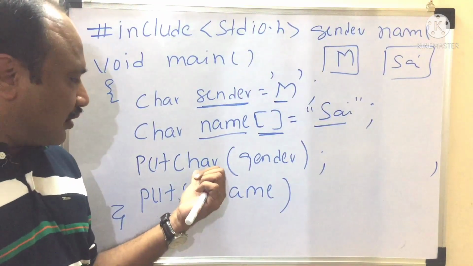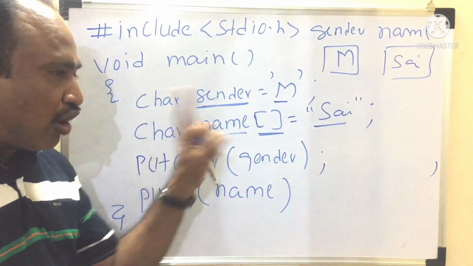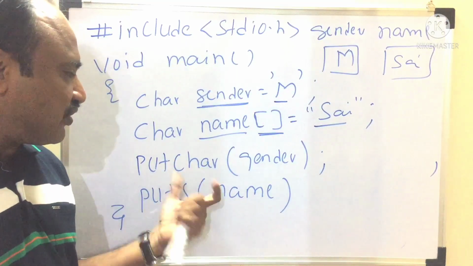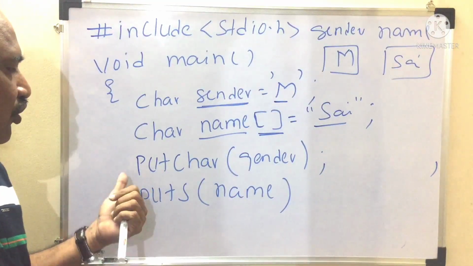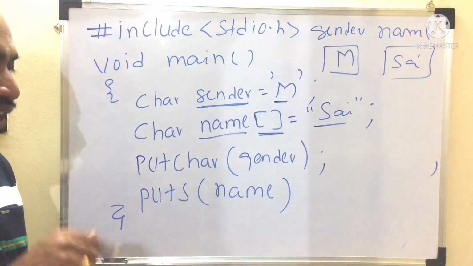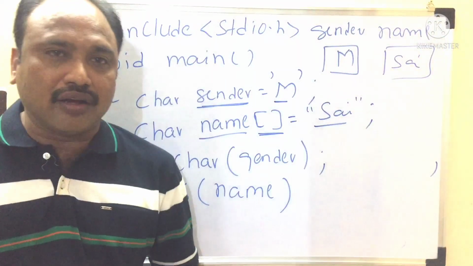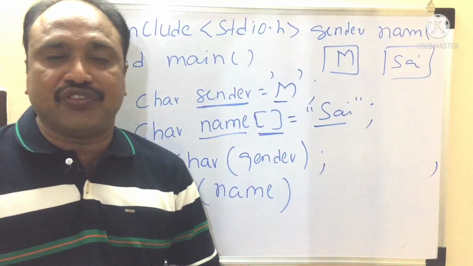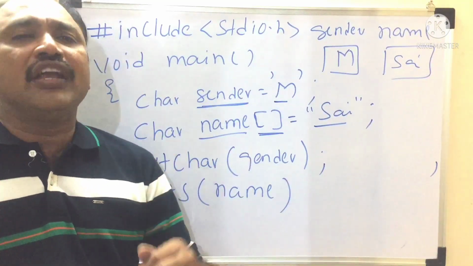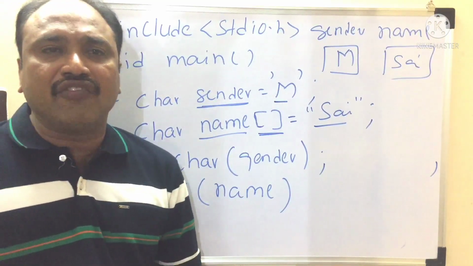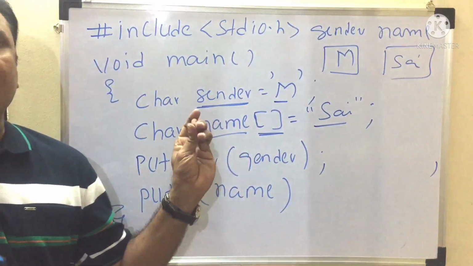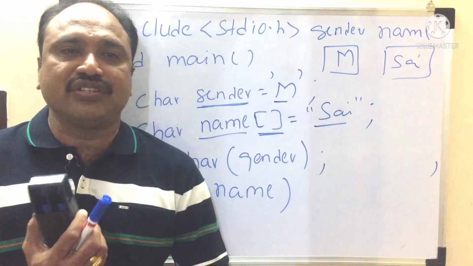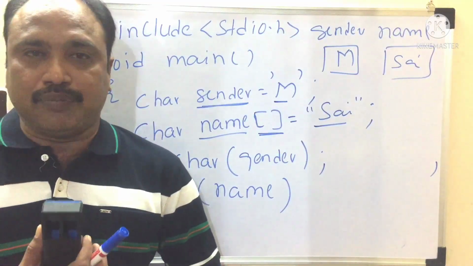Here putchar and puts are output statements. While using these output statements, I am not using format specifiers. Hence it is unformatted output. If you use getchar and gets also, we are not using control strings, meaning format specifiers. Then it comes under the category of unformatted input. These are the sample programs to demonstrate IO statements.